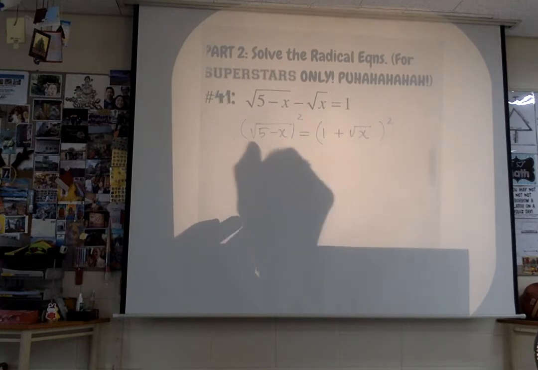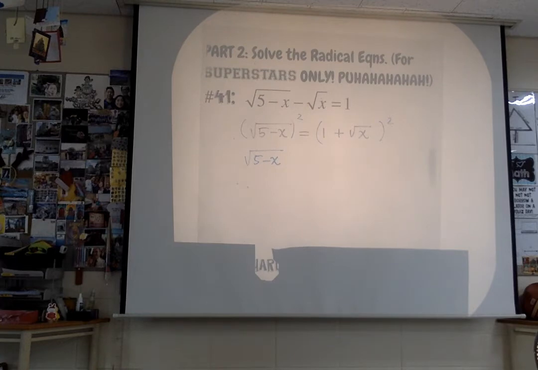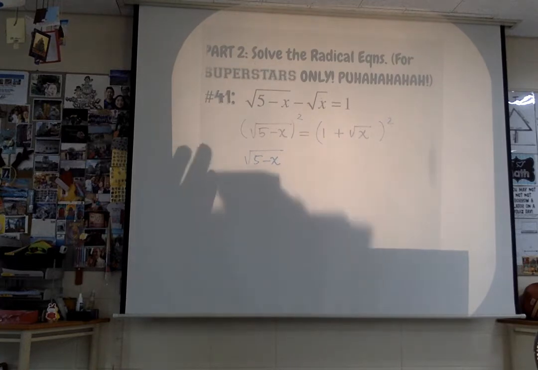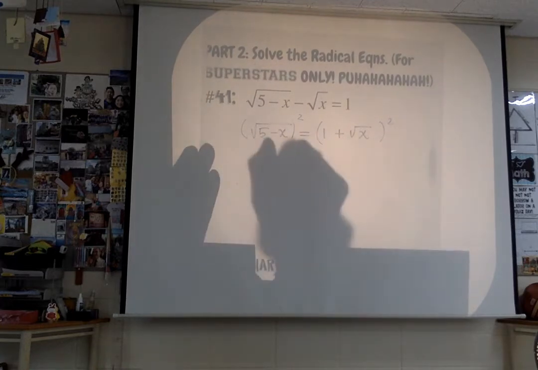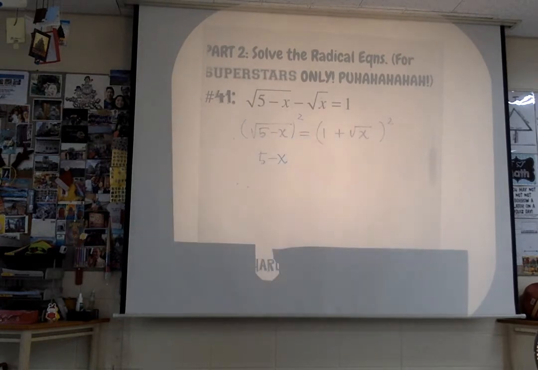So what happens? This guy just becomes 5 minus x, right? Oh, actually, no, I'm just kidding. It comes out of the square root, right? Because we're squaring. So it's 5 minus x. Because root times root, right? Root 100 times root 100 is 100, right?